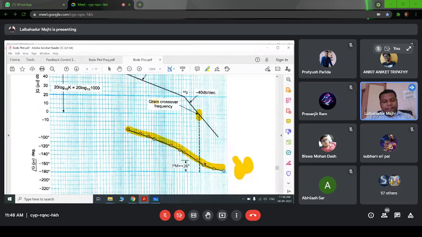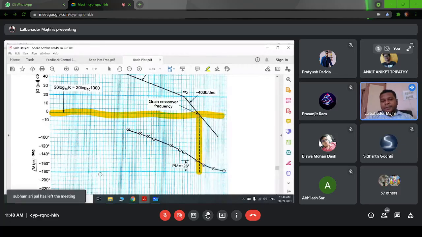In this case, the phase margin can be calculated. As you know, we have to draw a line from the gain crossover frequency. This is our 0 dB axis, and this is our gain crossover frequency. From this point, we have to draw a straight line up to this minus 180 degree axis. So this point will be our phase margin. The phase margin is plus 26 degrees.